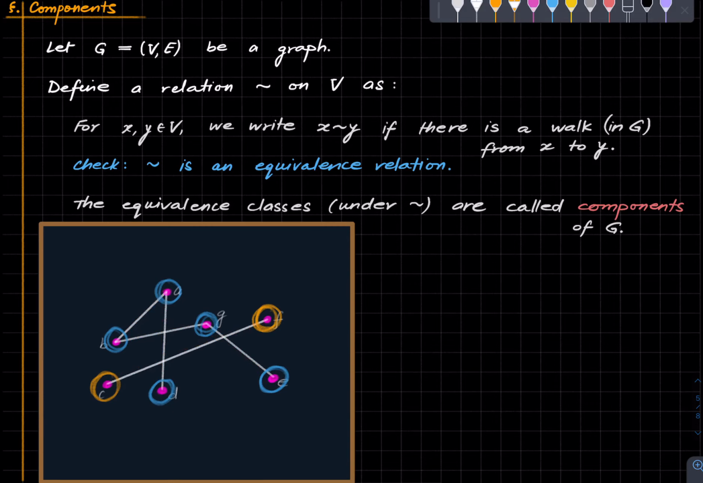And each component of a graph is itself a connected graph. Okay? So it's a very simple fact. Each component is a connected graph; this is immediate from the definition of a component. Okay. So enough of this.